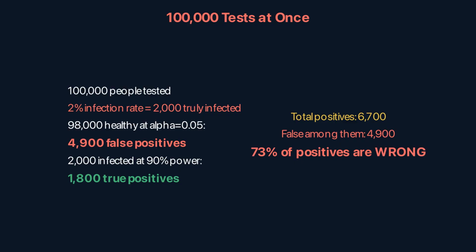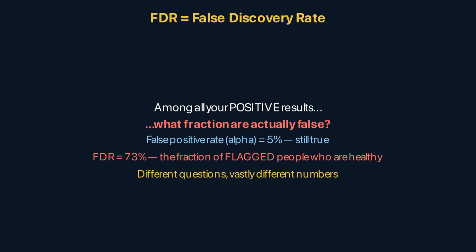Total positive results, 6,700. But 4,900 of those are wrong. 73% of your positive results are false. That 73% is the false discovery rate.